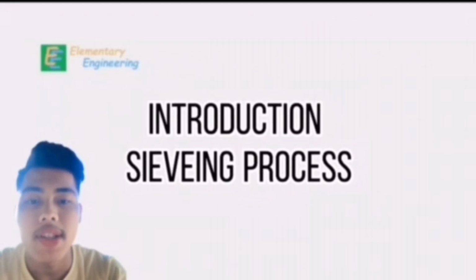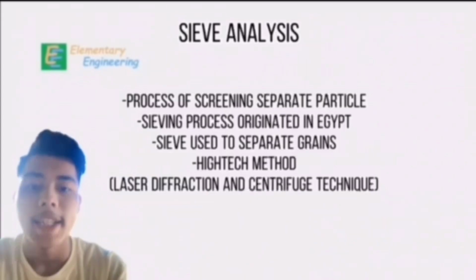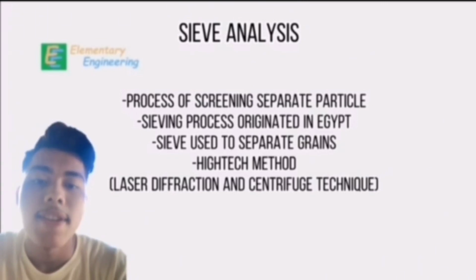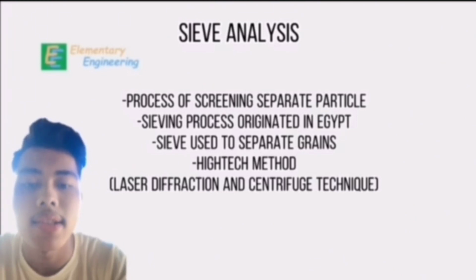Today I will present about the sieving process. Firstly, it is the process of screening spread particles according to a specified size. The sieving process originated in Egypt. This process was used to separate grains.